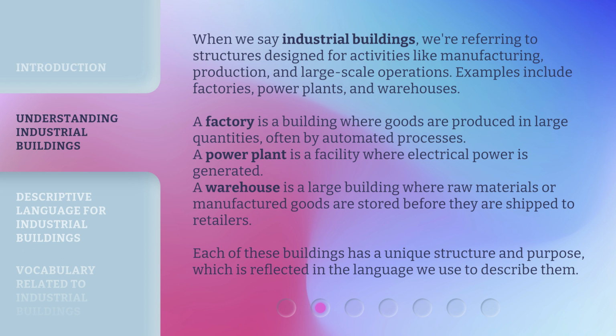A factory is a building where goods are produced in large quantities, often by automated processes. A power plant is a facility where electrical power is generated. A warehouse is a large building where raw materials or manufactured goods are stored before they are shipped to retailers. Each of these buildings has a unique structure and purpose, which is reflected in the language we use to describe them.